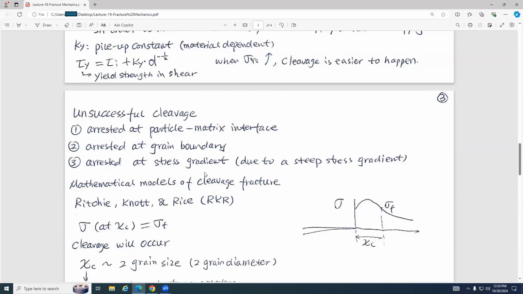Do you guys know what a gradient is? Whenever a gradient comes to your mind, what comes into your mind? When you see gradient, what comes into your mind?